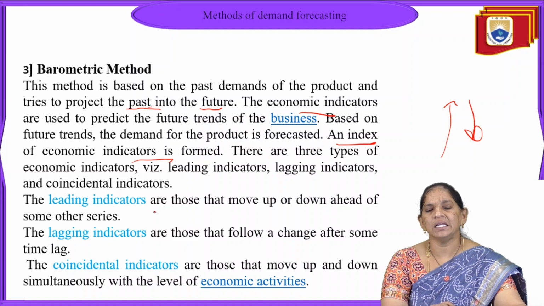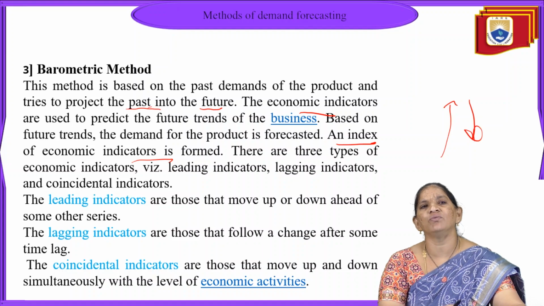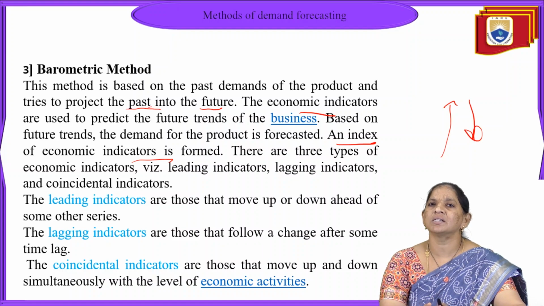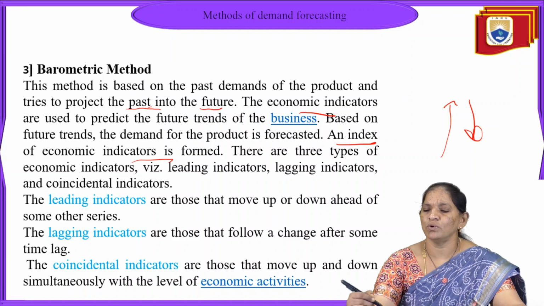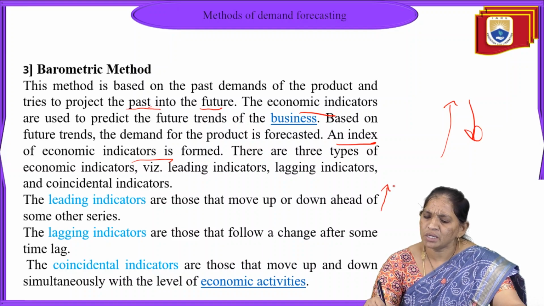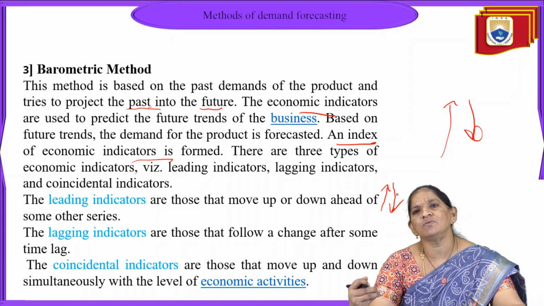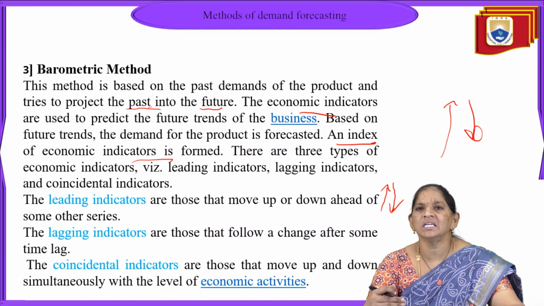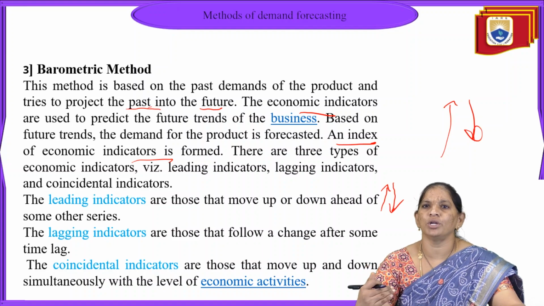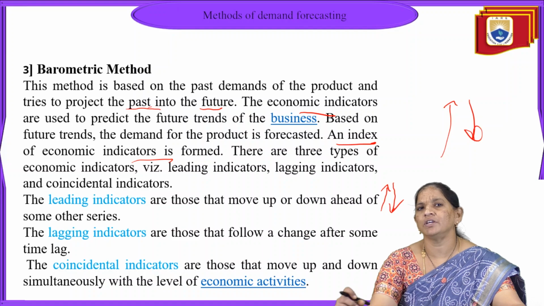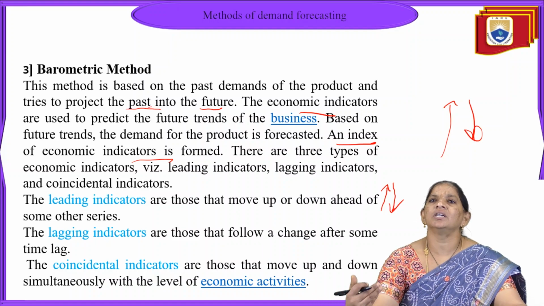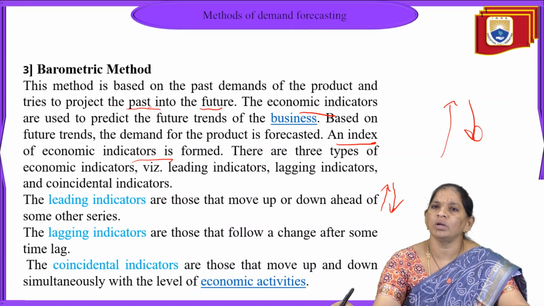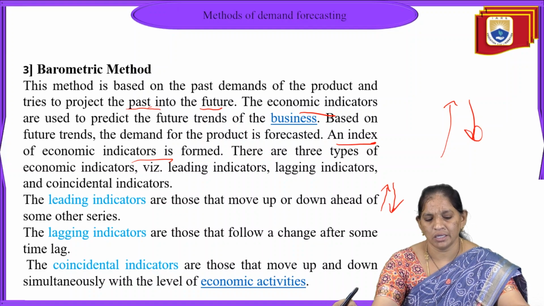The first one is the leading indicator. Those are moving upwards or downwards ahead of other series. For example, every year the sales may go on increasing, or sometimes the sales come downwards every year. Whether it is an upward increase or a downward decrease of the sales, we can call it leading. In any direction it is going forward, we call it a leading economic indicator.